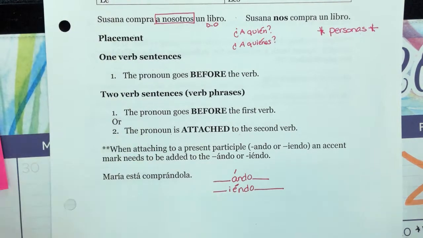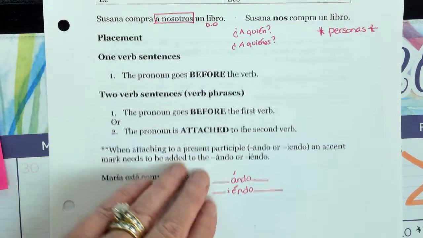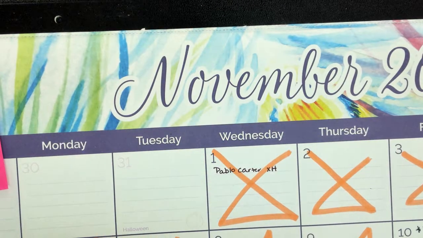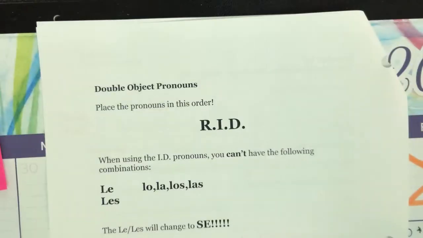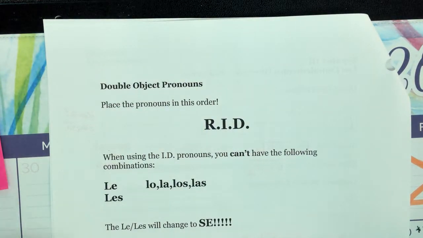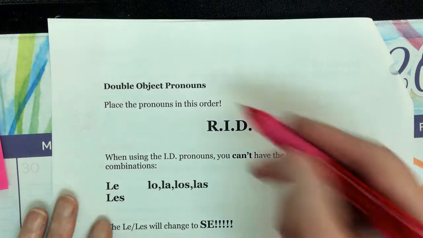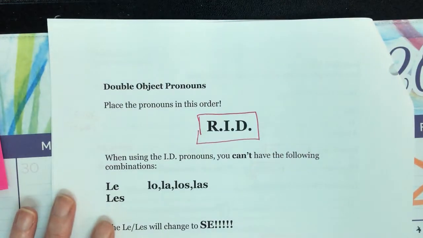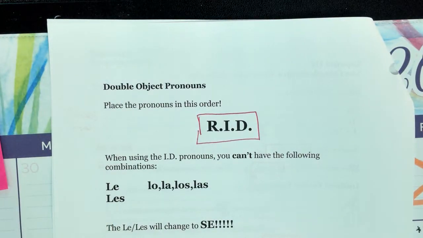Now, this is when we just have one in a sentence, okay? Then at the end of last year, you started when you had double pronouns, okay? So that's what we're going to review now. Your double object pronouns. So the thing that you have to remember most about your double or triple object pronouns is RID, okay? RID stands for the order in which you're going to place your pronouns. Reflexives, then indirects, then directs. So it doesn't matter which ones you have, they'll always go in that order.